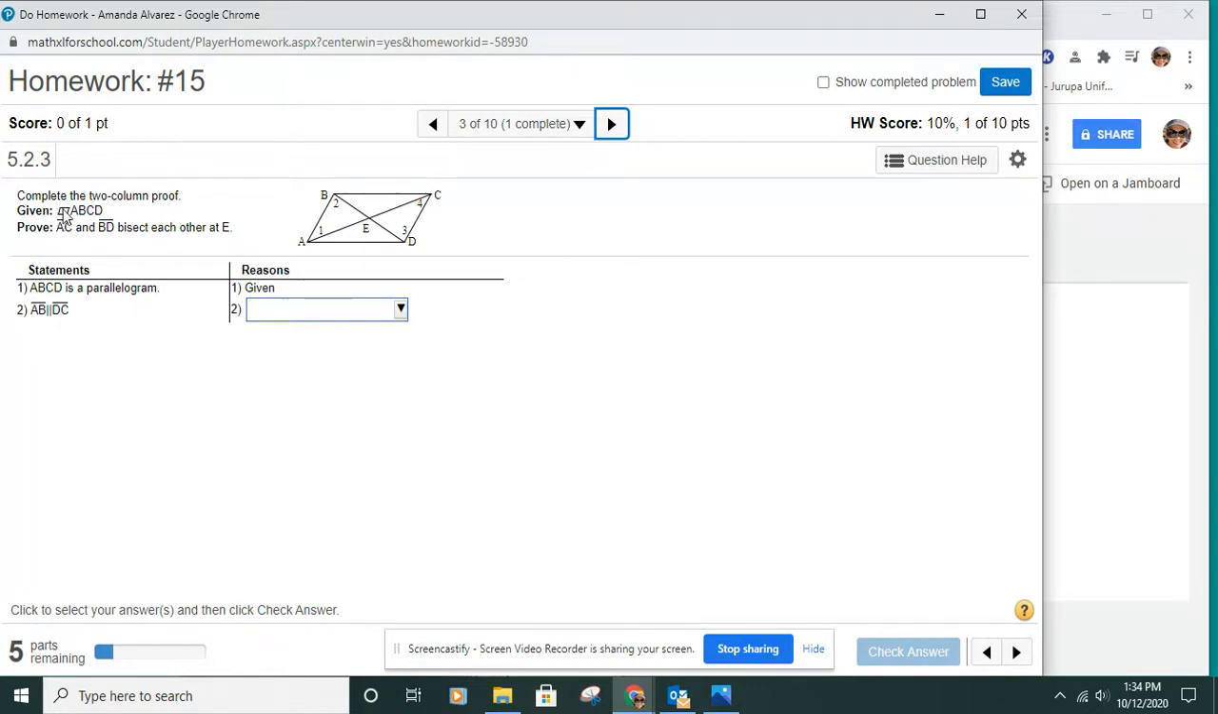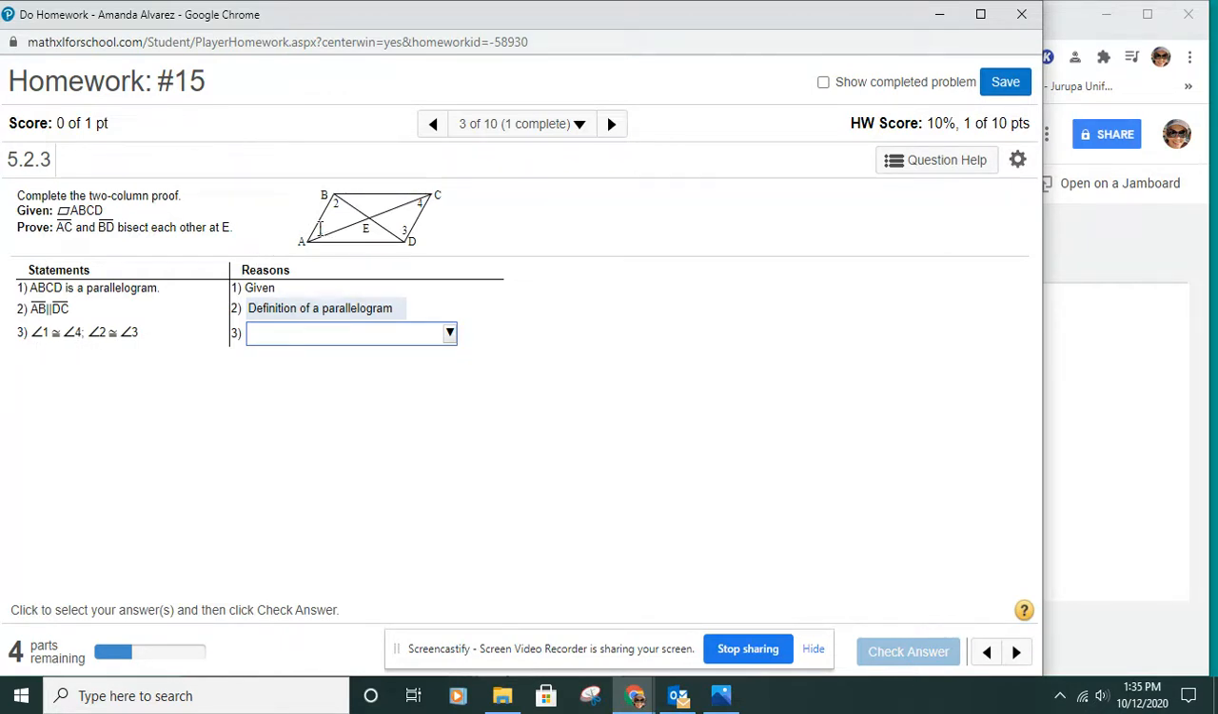So we're given that it's a parallelogram ABCD. So ABCD, opposite sides are parallel. So we've got our given, and then that AB is parallel to DC. AB is parallel to DC. That is definition of parallelogram. And you can check each one as you go, and it tells you if you're right or wrong. Then this is exactly the same thing as what we did in the book.